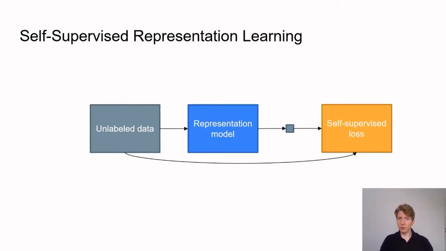To achieve such a representation, we employ self-supervised losses that use labels that come from the data itself. So we have no human-annotated labels available, and instead we use labels that come from the data itself. Now let's look at two examples of what such loss functions might look like.